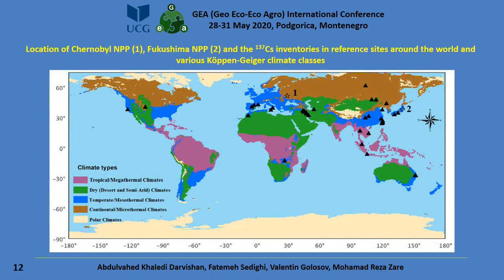And here you can see the location of Chernobyl nuclear power plant, number one here, and the Fukushima nuclear power plant, number two, here in Japan. Both of them are in the northern hemisphere. And you can see the location of the reviewed cesium-137 inventories all around the world. And you can see the Köppen-Geiger climates with various colors in the background of the map.